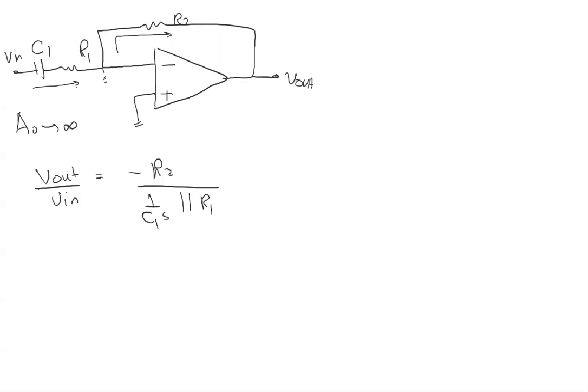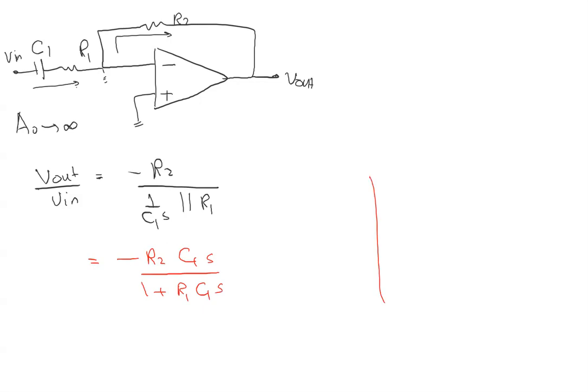Now, I did this fast, but I assume that you know the trick, or the procedure for solving. So it should be straightforward. So the gain will be minus R2 C1s over 1 plus R1 C1 times s.